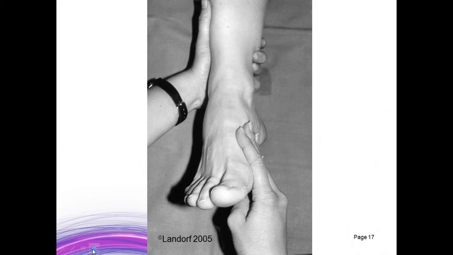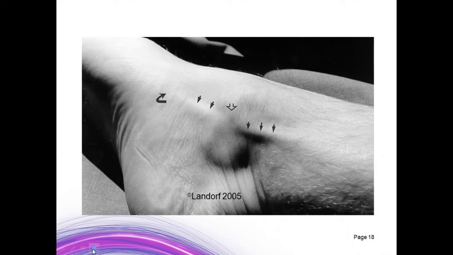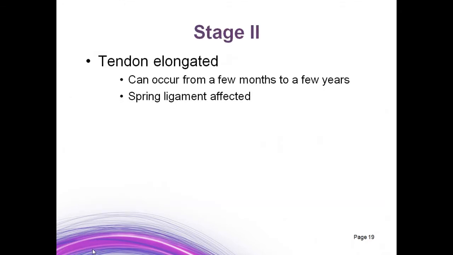And here's an image of someone with tibialis posterior tendon dysfunction. It looks like it has slightly subluxed or dislocated, and as you can see, it's shifting over the medial malleolus. With stage 2, the tendon becomes elongated, and this typically occurs over a period of time. It can be quite variable and occur over as little as a few months or up to several years.